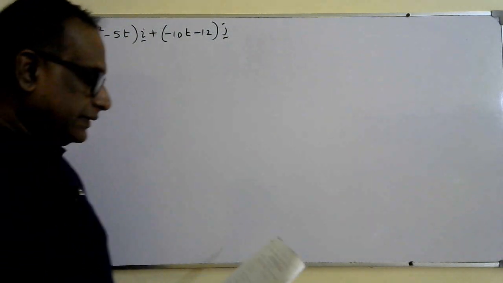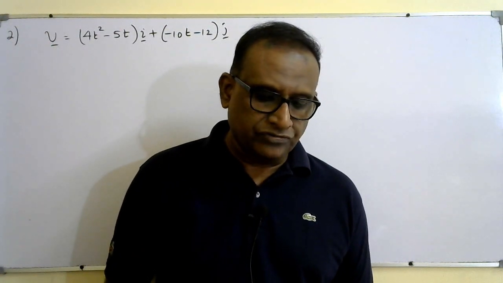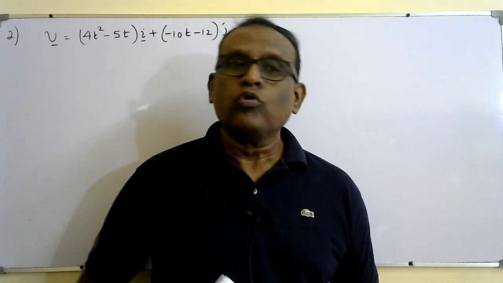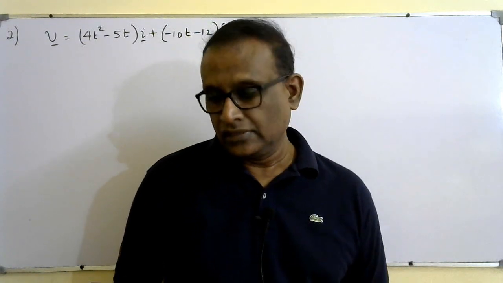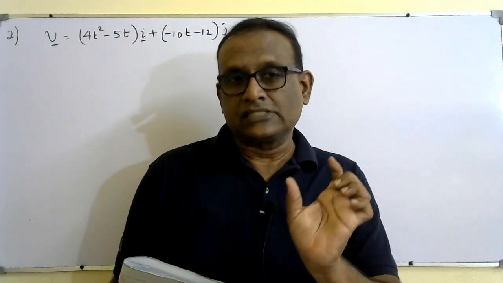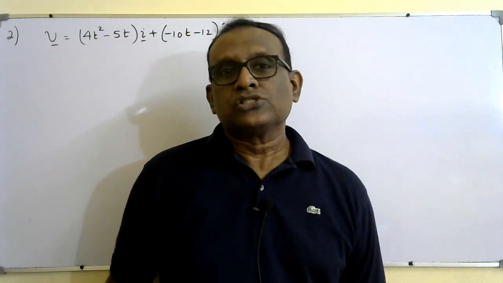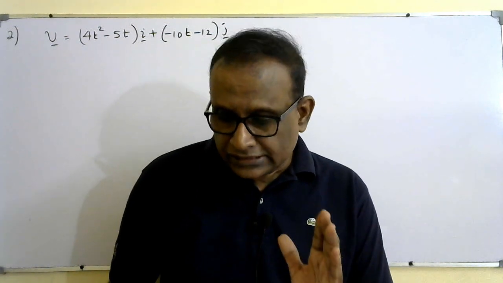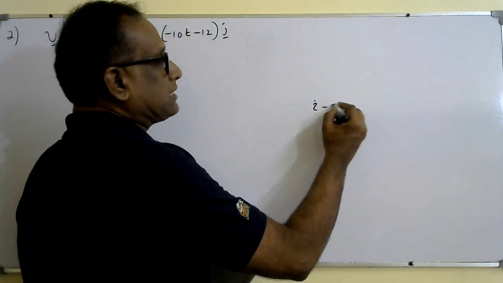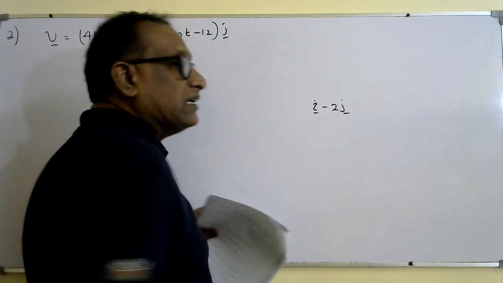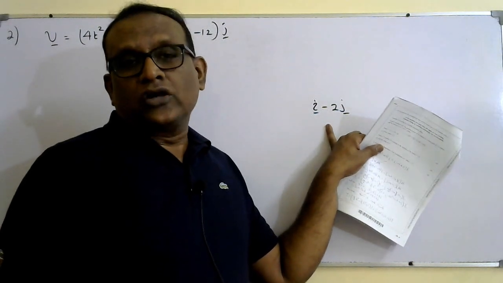Okay, B part. When time t equal capital T, particle P is moving in the direction of vector i minus 2j. Moving in the direction of vector means that's the directional vector of the velocity. Because the particle is moving in the direction, the particle will always have motion along the direction of velocity. So the particle is moving in the direction of the vector i minus 2j. That is the directional vector of the velocity.